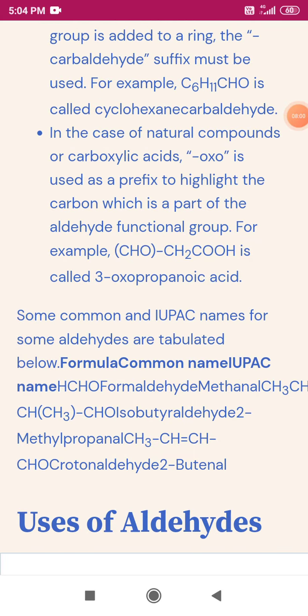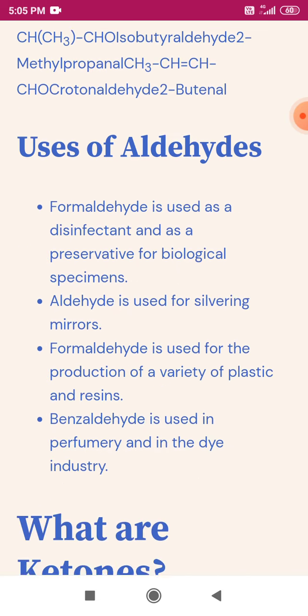(CH3)2CHCHO is known as isobutyraldehyde, and its IUPAC name is 2-methylpropanal. Again, the formula CH3-CH=CH-CHO is known as crotonaldehyde, and its IUPAC name is 2-butenal. Now we are going to learn about uses of aldehydes.